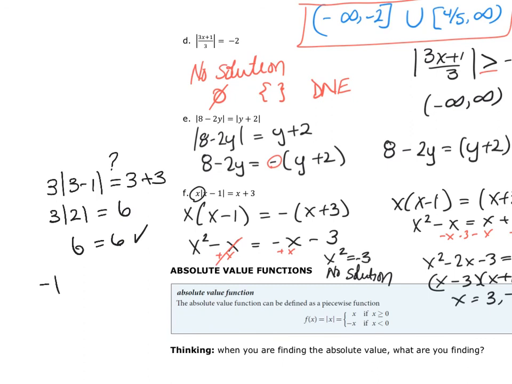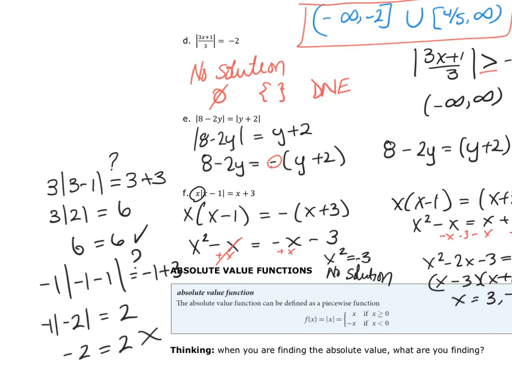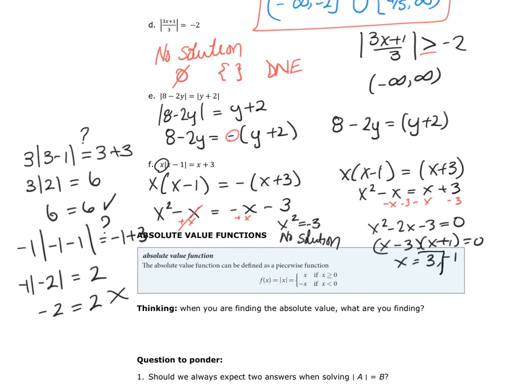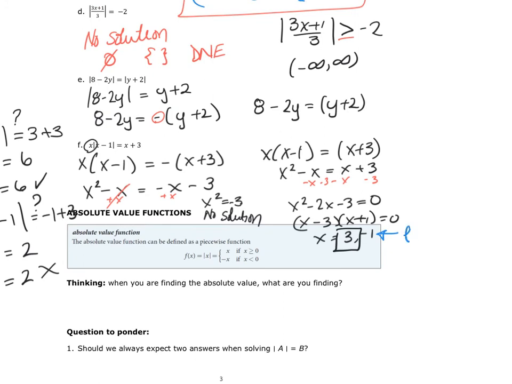Then I'm going to do negative 1. The absolute value of negative 1 minus 1 is equal to negative 1 plus 3. I'm checking to see if that works. So negative 1 times, this is negative 2, is equal to 2. Does negative 2 equal 2? And the answer is no. So even though I came up with some solutions, the only true solution is 3. We call this negative 1 an extraneous solution. That's an extraneous solution.